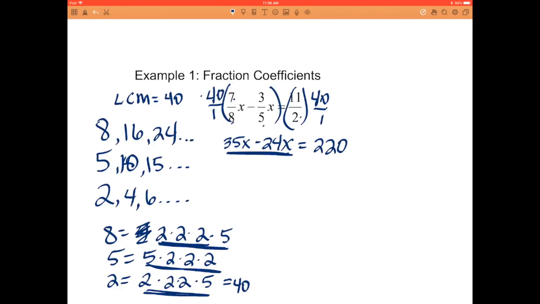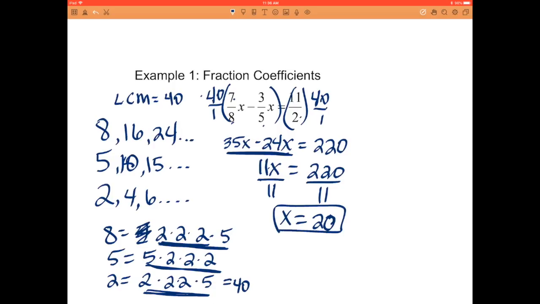So 35x minus 24x is 11x. And this side is the same. To undo the multiplication, we will divide both sides by 11. And we'll get 22. No, 20. Just kidding. We could check our answer as well.